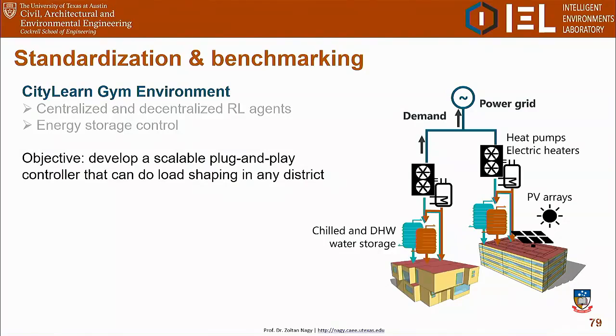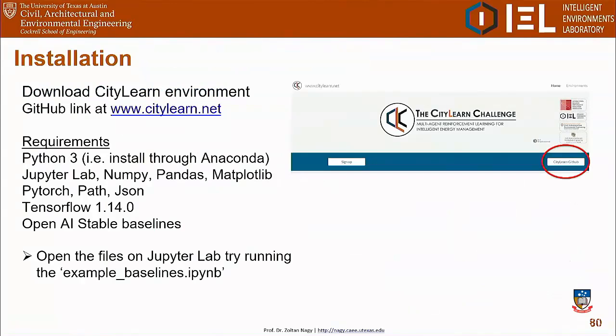So we have in the environment 4 different climates, and then in each climate we have a district with these 9 buildings. So you can test it in any of these different climates. For tomorrow you can go to citylearn.net, which is the website of a challenge that we are proposing, and you can download the environment from the GitHub, and then install these packages and make sure that it's working.